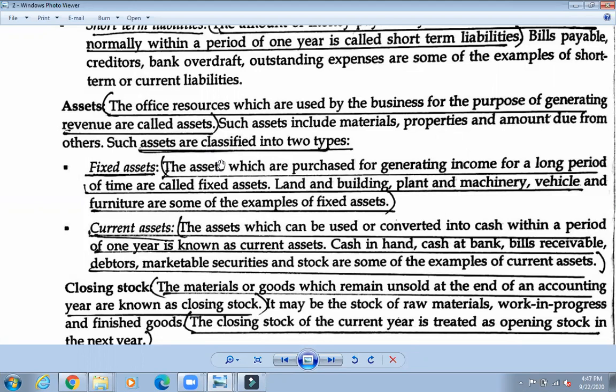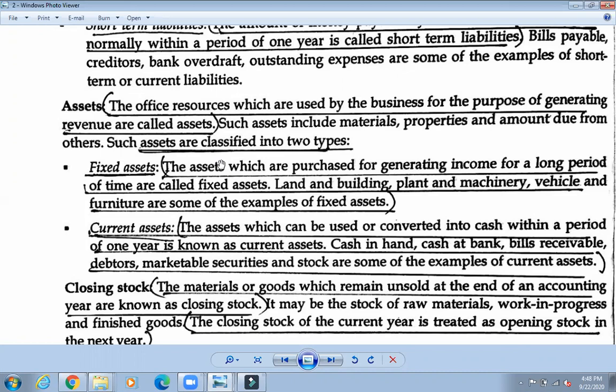Why are you saying it as the assets? Because it will give you money in the future. 2 lakhs for land, now it is going to be 6 lakhs, 7 lakhs, 8 lakhs in the future. That means you are getting some benefits from this thing. So that is the assets.